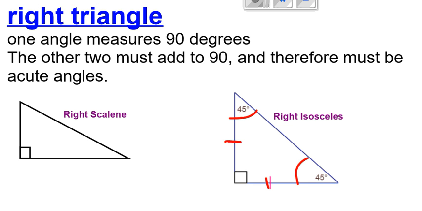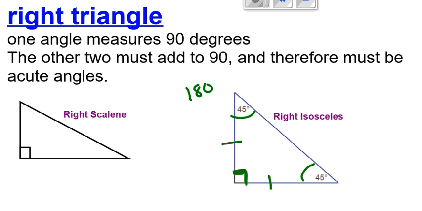All right, we have a right triangle. You're pretty familiar with right triangles. The only thing we have not talked about before is the right isosceles triangle. So right isosceles has 2 congruent sides. And because these 2 angles have to add up to 90, because this one's already taking up 90 out of 180, 90 is going to be left.